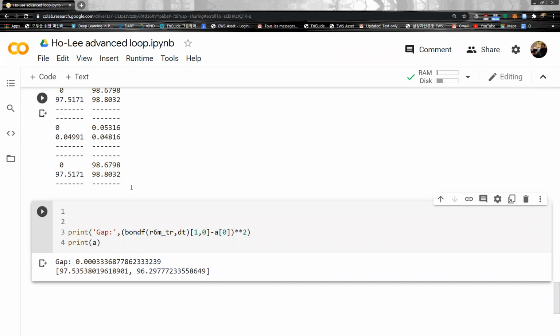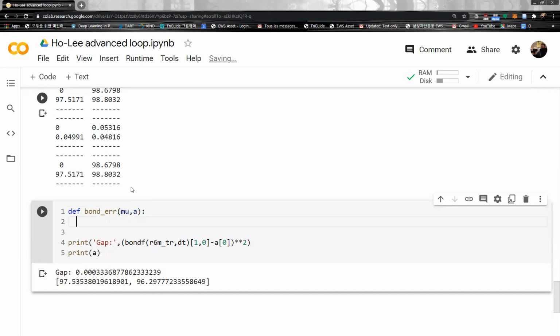So what I have to do is define an error function, define the bond error function. So bond error. Here, our initial input would be mu. We have 2 inputs, mu and then A, right? And then here mu.